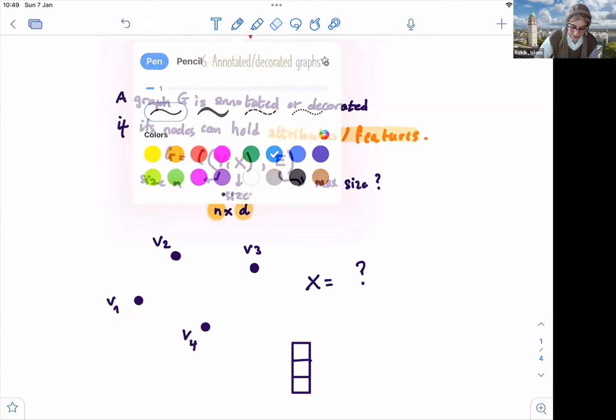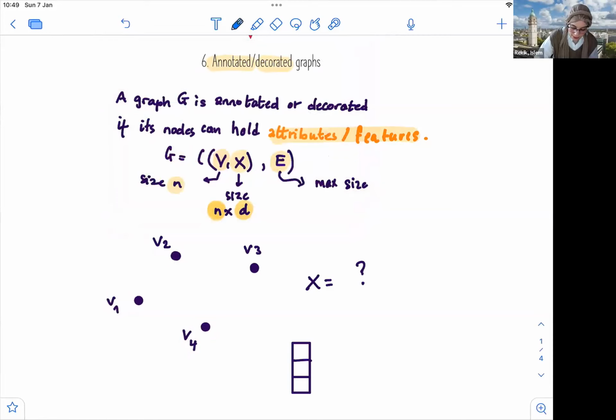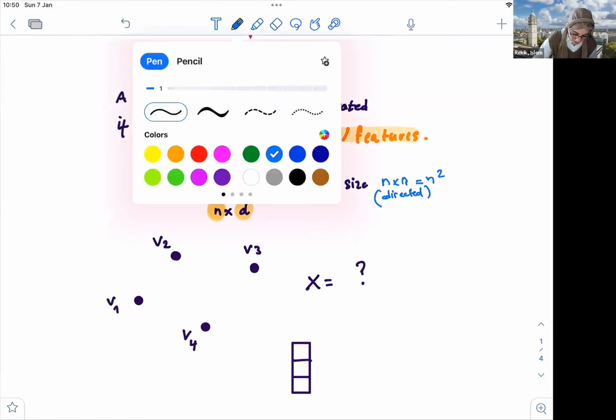When we have a fully connected graph, the maximum size should be N times N if we include, of course, self-connections, and if we have directionality, so the graph is directed. If we have an undirected graph, that's something I will add later, so I'll explain this later: how do we calculate the number of edges in an undirected graph? Anyway, here we have the number of nodes and the features. So let's draw an example.